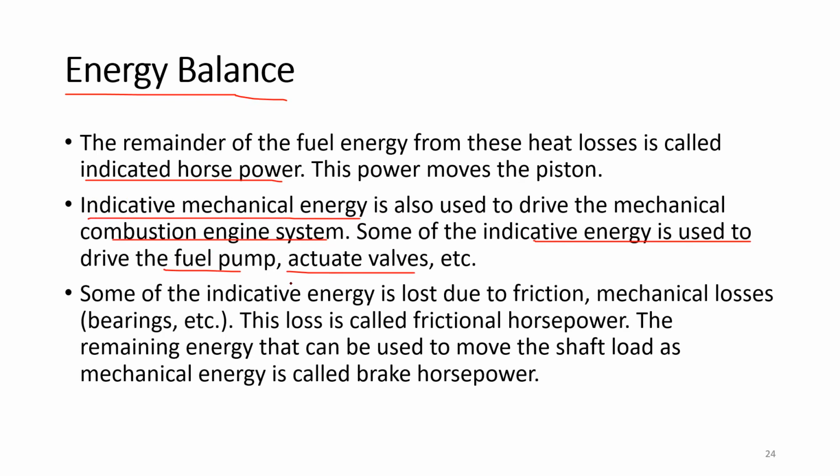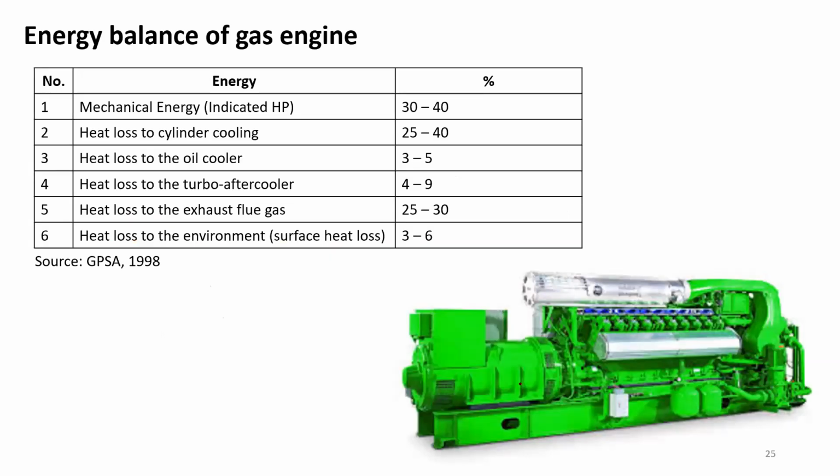Some of the indicated energy is actually lost. There is energy loss due to friction or mechanical losses, and we call this the frictional horsepower. The remaining energy that can be used to move the shaft load as mechanical energy, we call the brake horsepower. Before I give you the illustration, this is the percentage of the energy.